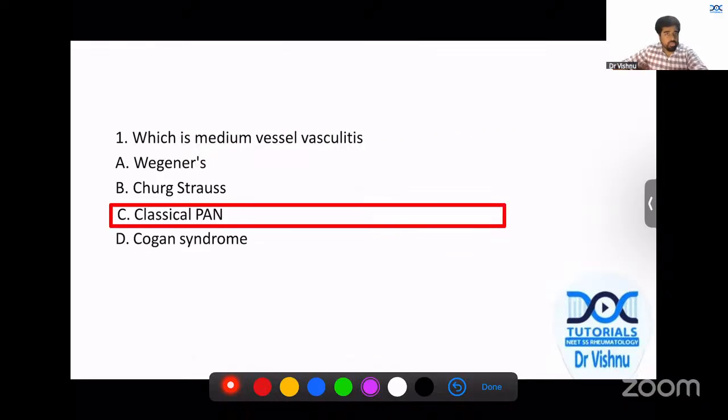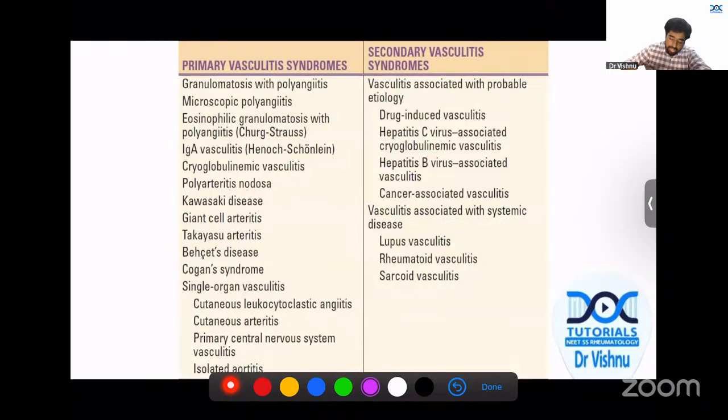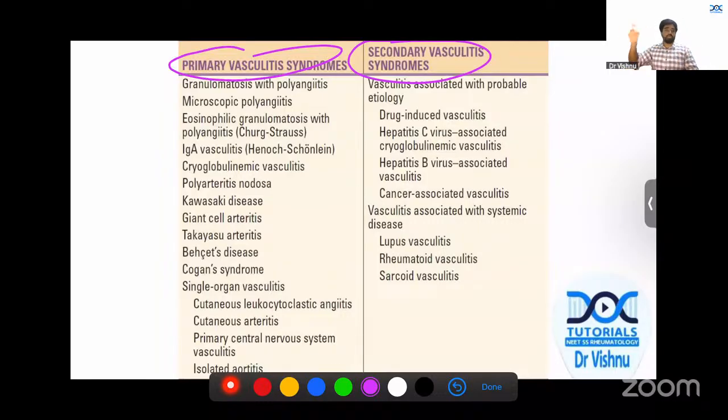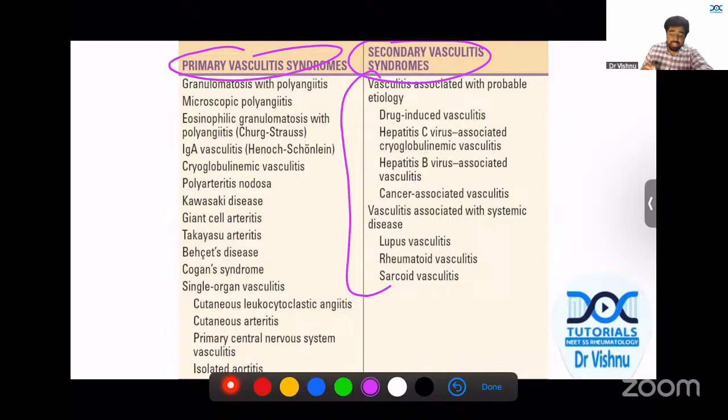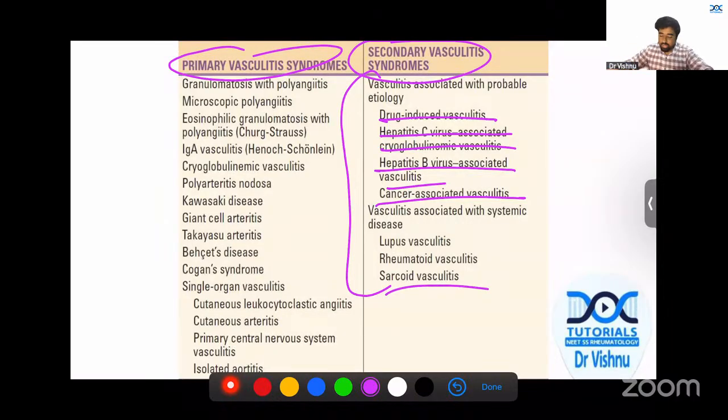Next, a very straightforward question: which is a medium vessel vasculitis? That is PAN, polyarteritis nodosa, needless to say. So primary vasculitis, secondary vasculitis. I have kept this here because of that particular image of types of vasculitis that we already discussed a little bit earlier. So for this one, you better remember this also. Secondary vasculitis especially can be asked. Drug-induced vasculitis has been asked before, the minocycline question. HCV causes cryo, HBV causes PAN more than cryo. Cancer can cause vasculitis. Other CTDs like SLE and RA can cause vasculitis, usually small vessel vasculitis. Sarcoid can cause vasculitis directly as well.